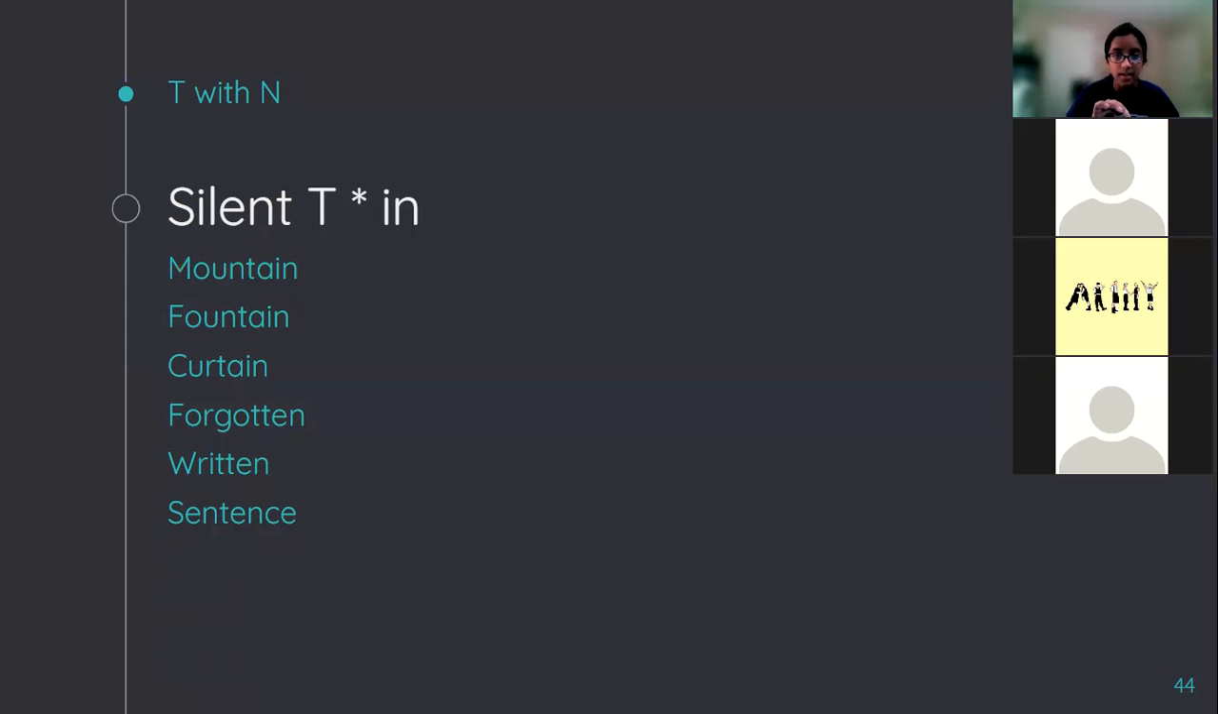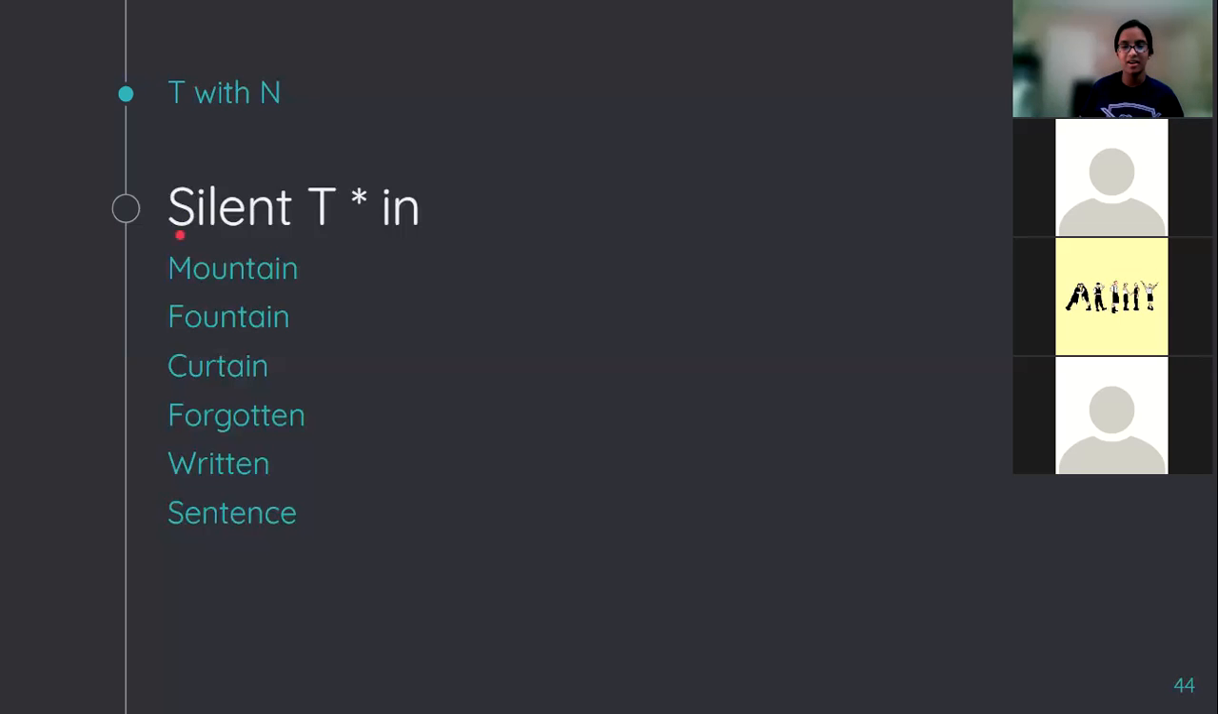So the T becomes silent and you would replace it with the N. Mountain. The TAIN, all of that turns into N. Mountain. Same thing with fountain. Can everyone say that? Fountain. Yes. Fountain. So that TAIN, it's just completely gone and it's replaced with an N. Fountain.